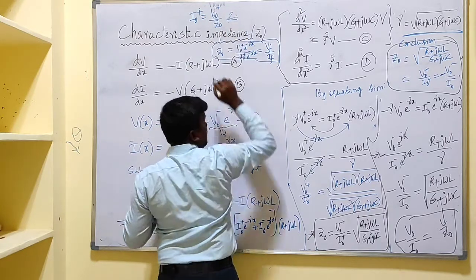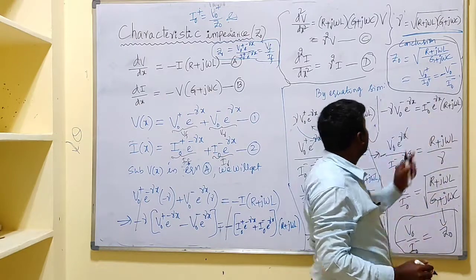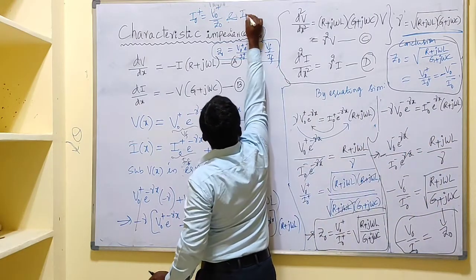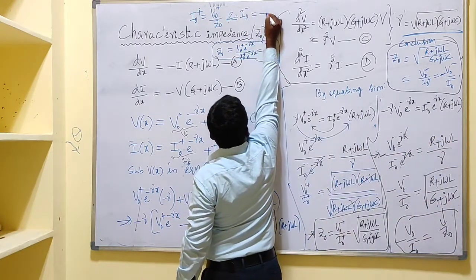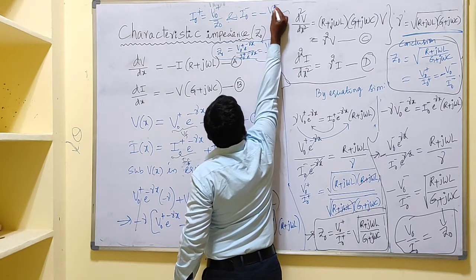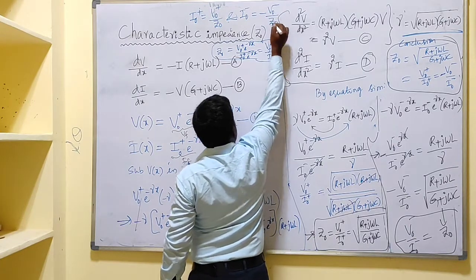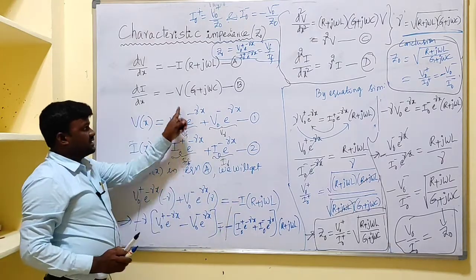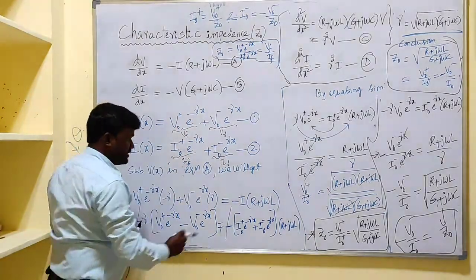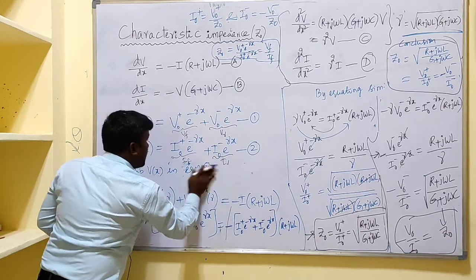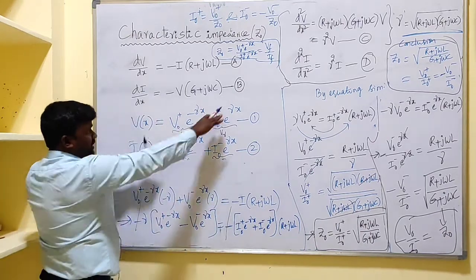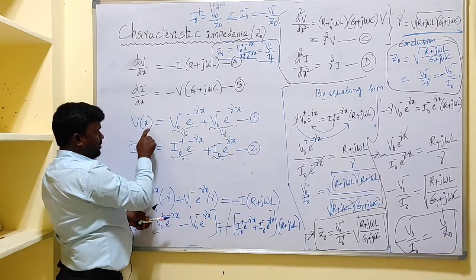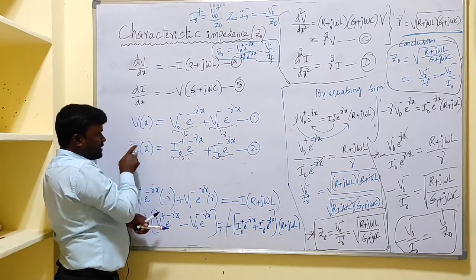And I naught minus is nothing but minus V naught minus by Z naught. So that's why we can write this equation 2 in terms of these constants, that is V naught plus and V naught minus. Means here we have 4 constants for the transmission line equations for the voltages and currents.